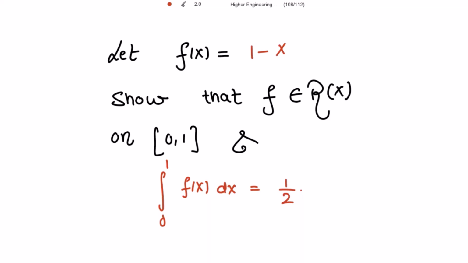f(x), we need to show that this function is Riemann integrable on the closed interval [0, 1]. And also we need to show this integration to be equal to 1/2.